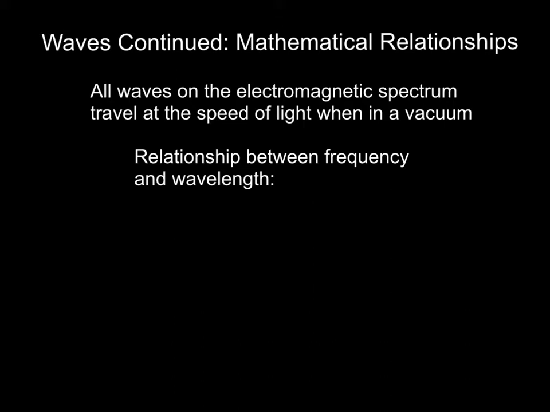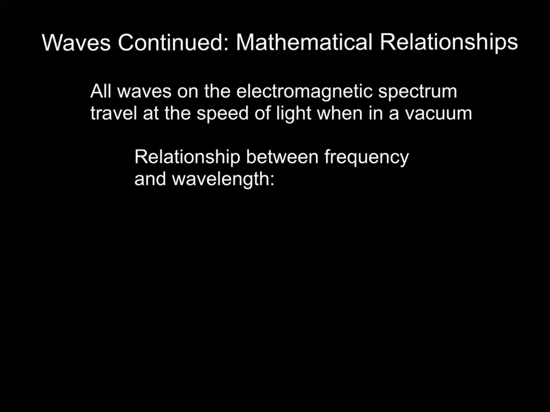One thing to keep in mind is that all waves on the electromagnetic spectrum are light, and therefore they travel at the speed of light when they're in a vacuum. There is a relationship between the frequency and wavelength of light. The relationship looks like this.